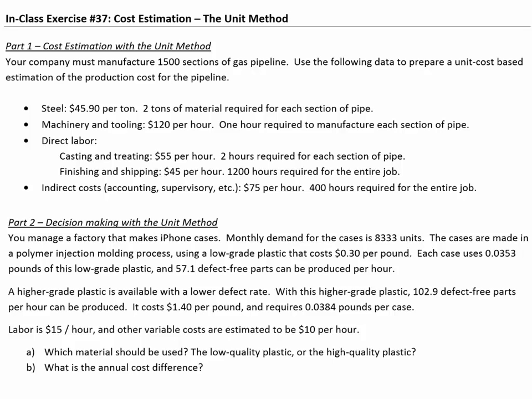So we know that each month we have to make 8,333. The way you calculate the number of hours is by the efficiency of the machine. So this is the number that has to be produced. Here is the rate that it can be produced, 57.1 parts per hour versus 103 parts per hour. So that's how you calculate the number of hours that each of the alternatives is going to require.